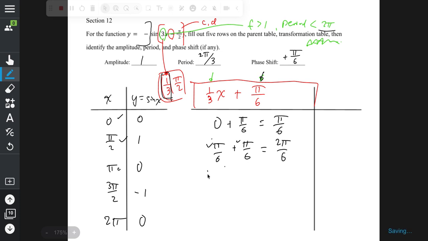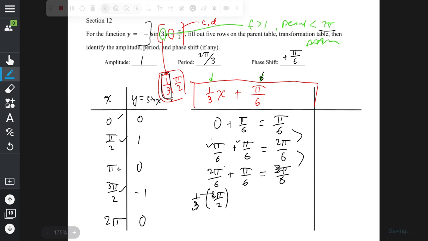Okay, 1/3 of pi plus pi over 6. Well, pi over 3, is that not the same as 2 pi over 6? Yes, it is. 2 over 6 is like 1 over 3, so 2 pi over 6 plus 1 pi over 6 is 3 pi over 6. We see a pattern emerging. We're moving from row to row by 1 pi over 6. Then 1/3 of 3 pi, this.